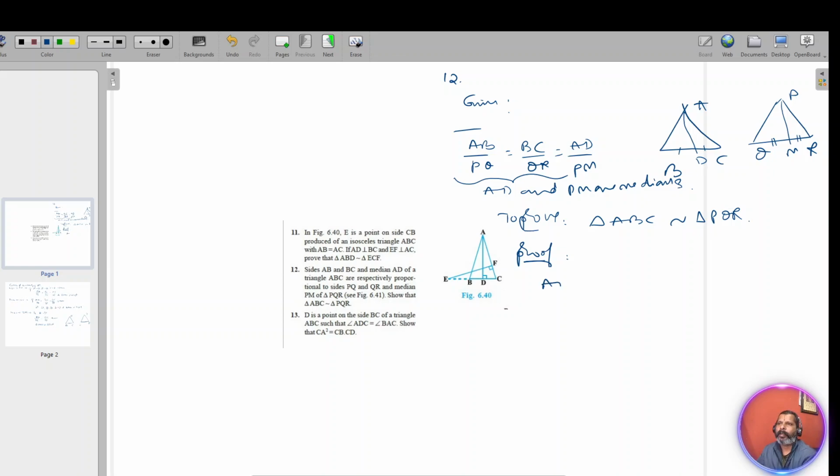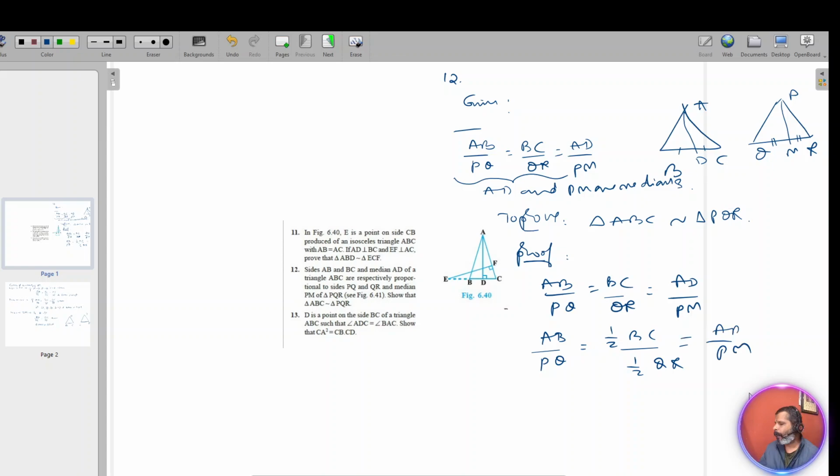Just check out. AB by PQ equal to BC by QR equal to AD by PM. BC by QR, we'll just alter it, that is AB by PQ. BC is, I'll say, half BC, similarly half QR. When you do the same operation to numerator and denominator, LHS or RHS, it will not change the values. For our solutions, we can do that. So AD by PM. Okay.